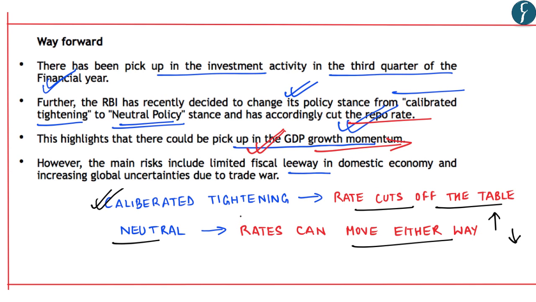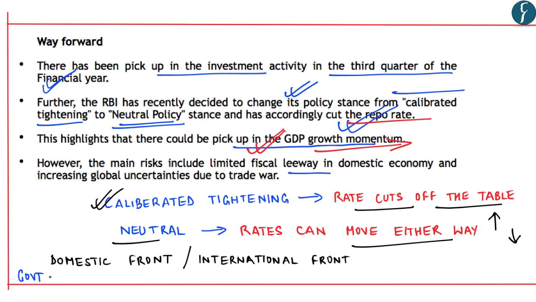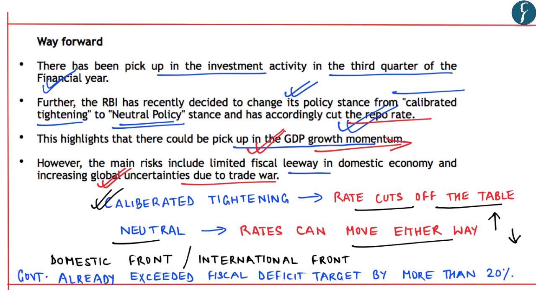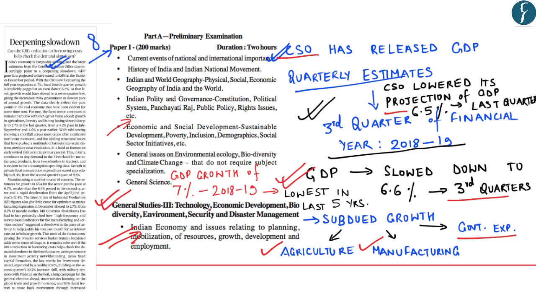However, there are certain risks which still remain, both from the domestic front as well as from the international front. On the domestic front, the government has already exceeded its fiscal deficit target by more than 20%. So this remains a very serious concern for the government with respect to increase in government spending. Whereas on the international front, global uncertainties due to trade war among nations still remain a pressing concern. So we understand that this topic becomes important from our prelims as well as mains point of view with respect to slowing down growth in the Indian economy.